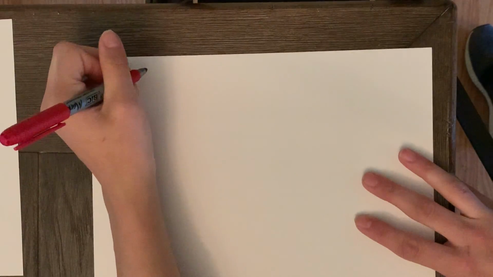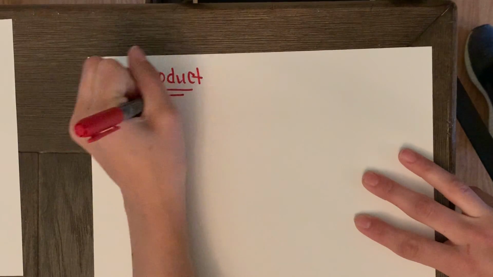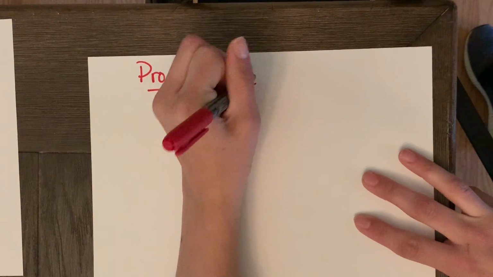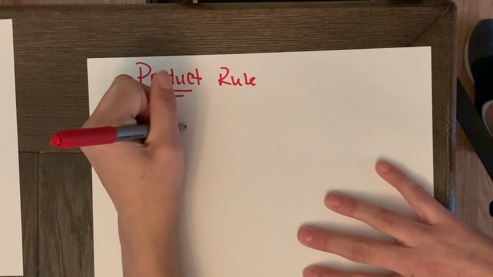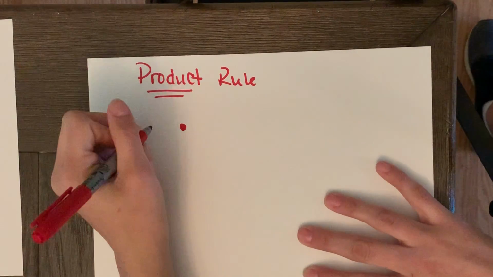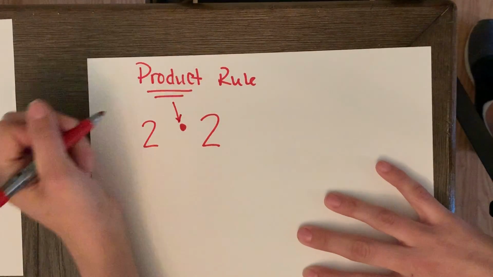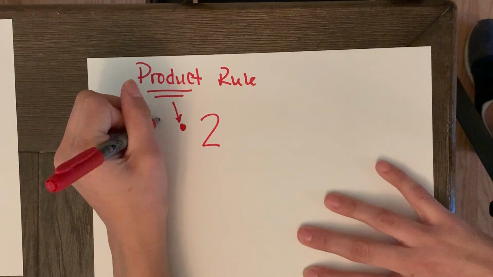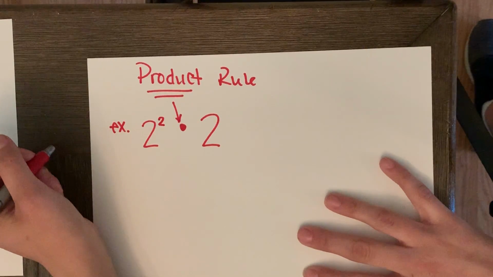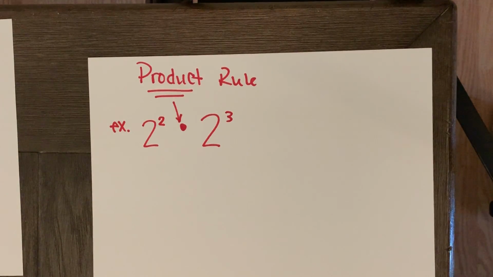Okay, so the product means multiplication. Now, that does not mean we're going to multiply our exponents, okay? The product rule only means that when you see a problem, you're multiplying the bases, okay? So an example I'm going to show you for your product rule is 2 to the second power, 2 squared, times 2 to the third power, or 2 cubed.